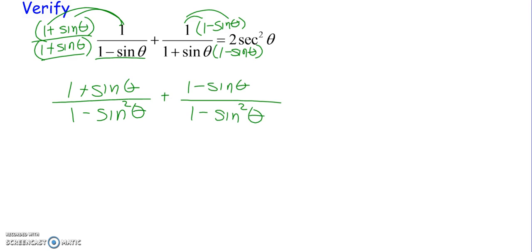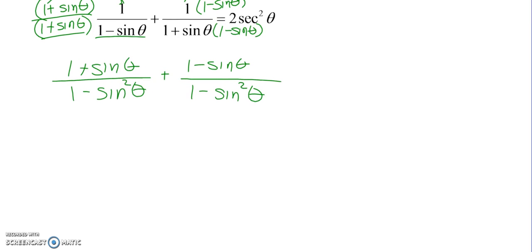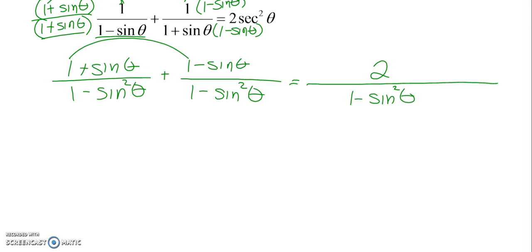Resist the urge to try to cancel anything out yet because we haven't added our fractions together. Now I know we're going to have one denominator, 1 minus sine squared theta. And I look at the top, I'm going to be adding. 1 plus 1, that's 2. And the sine theta and the negative sine theta cancel out. So I have further simplified. Of course, I'm looking to get to 2 secant squared theta, and I'm not quite there yet.